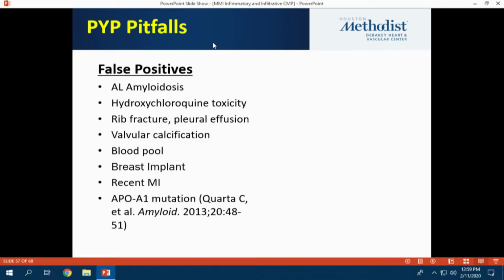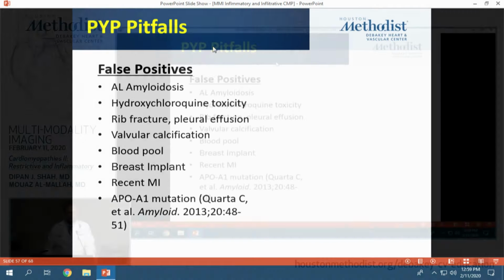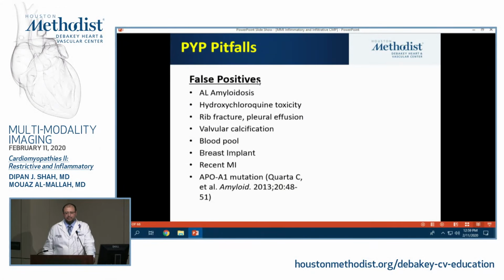So I want to finish up with the potential false positives and negatives because these might be problematic in the workup. Obviously, AL amyloidosis can be false positive in about 3%. So we don't recommend you go to PYP until you've ruled it out by protein immunofixation or whatever other methodology is needed. There have been some case reports, including a couple from our site here, looking at hydroxychloroquine toxicity, which might give you the same pattern as ATTR amyloid.